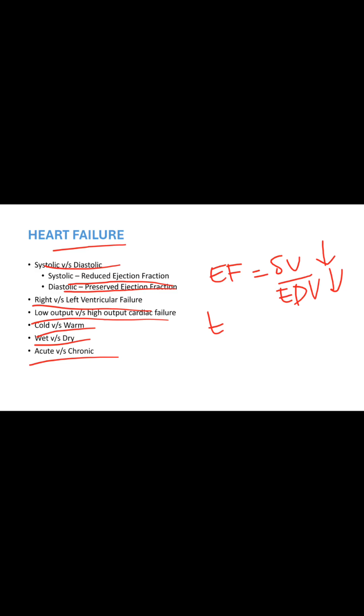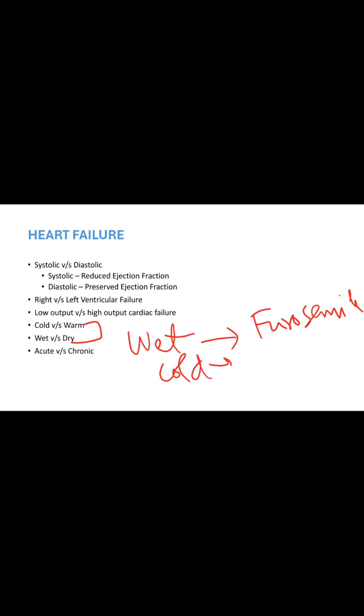Now, why are you classifying this? So that you can manage. Mainly, you will be concerned with this cold versus warm and wet versus dry. So, if you are having a wet heart failure, you have to give IV furosemide, right? IV diuretics. And if it's cold, you have to give inotropes that can pump the blood. Okay, so that is like the management.